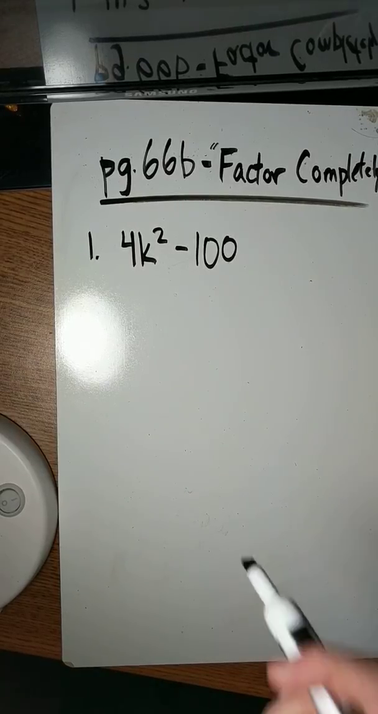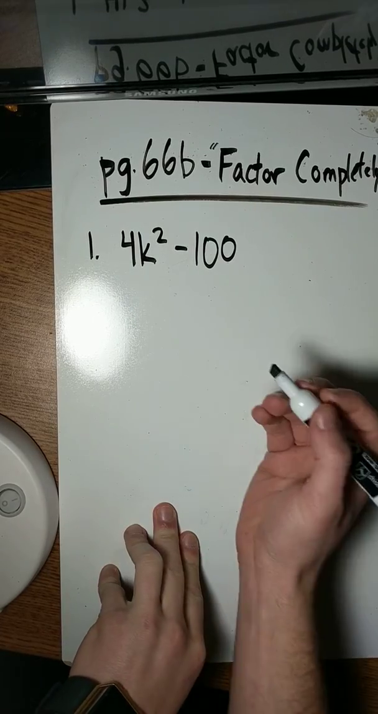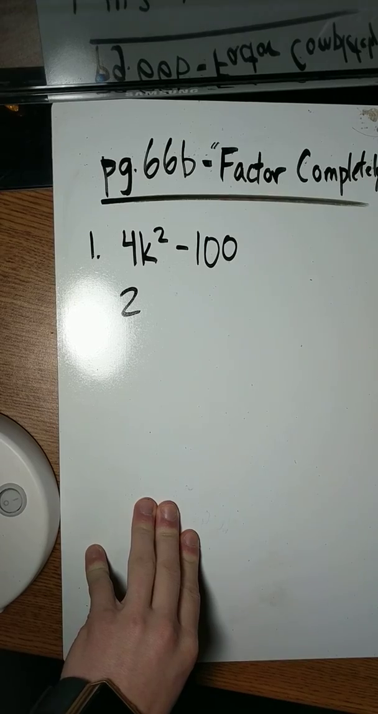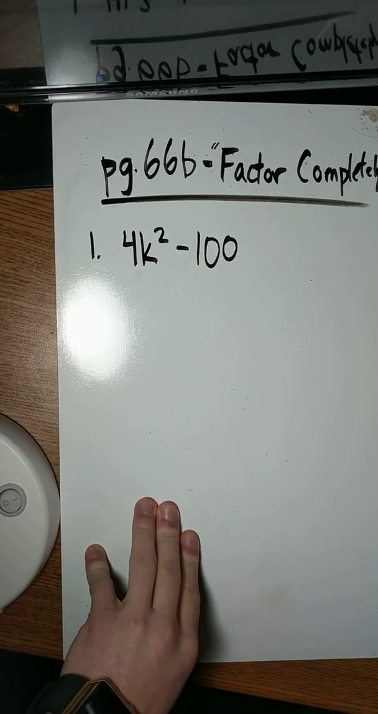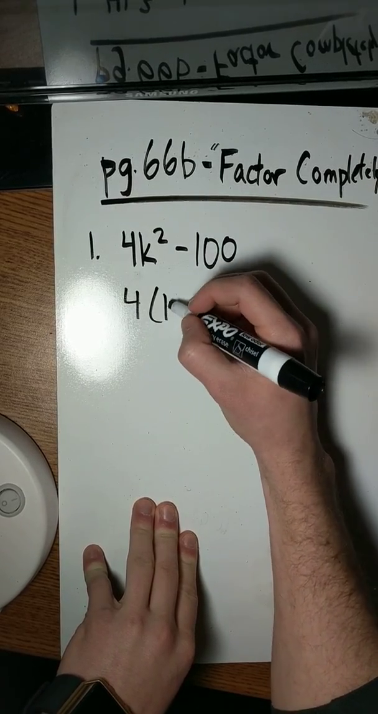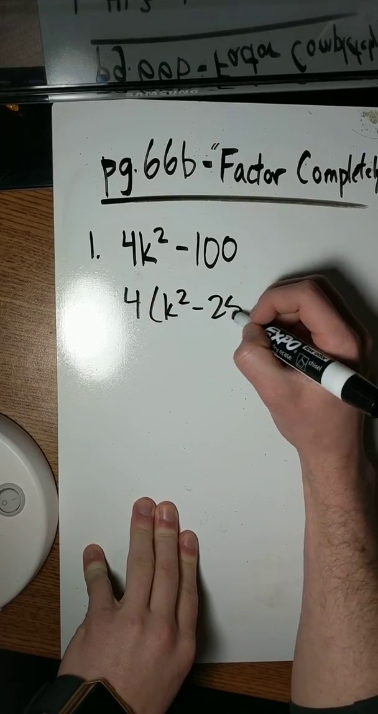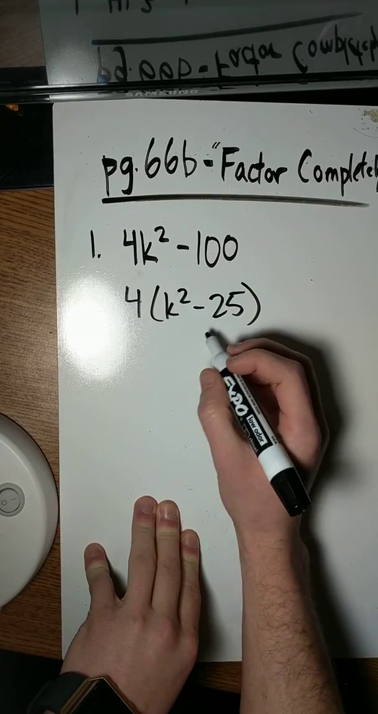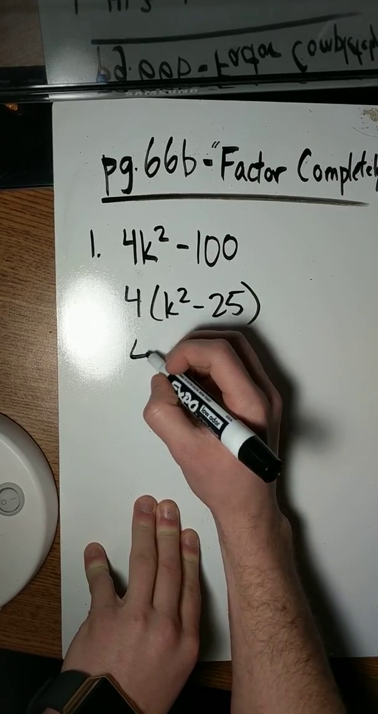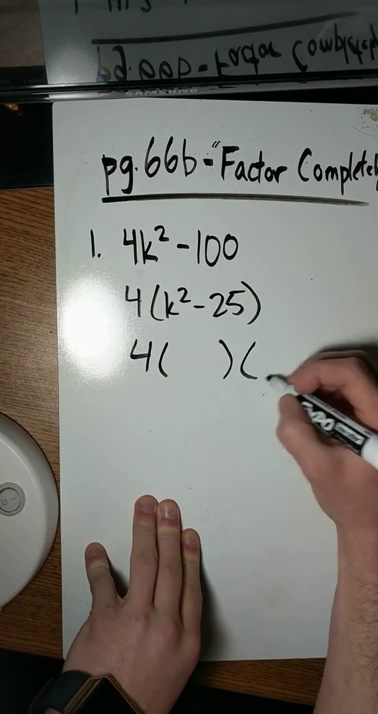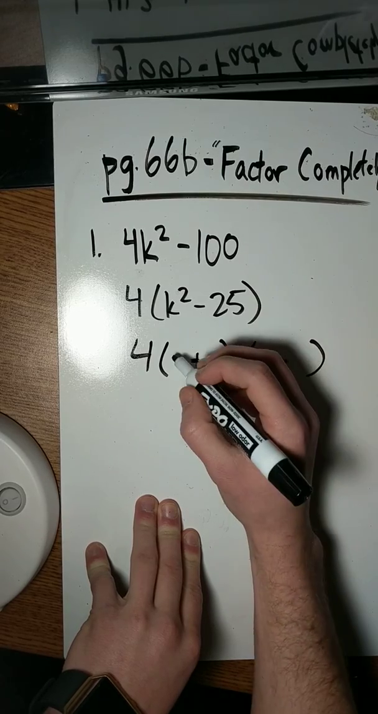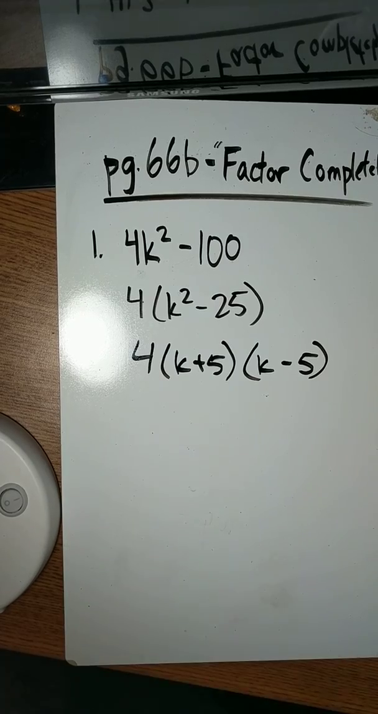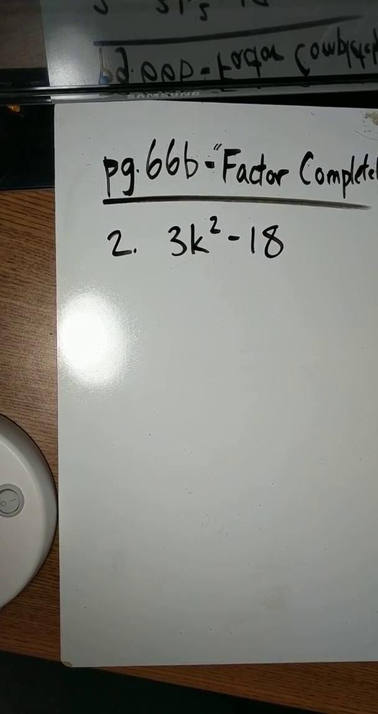So for number 1, first, for every polynomial, let's take out a GCF. Okay, and actually you can take out higher than a 2. We can take out a 4. Okay, what's left here? We have a difference of squares. Seeing as it's a binomial, difference, 2 perfect squares, we're going to end up with 1 that's addition, 1 that's subtraction. It's k plus 5, k minus 5. Okay, that's it.